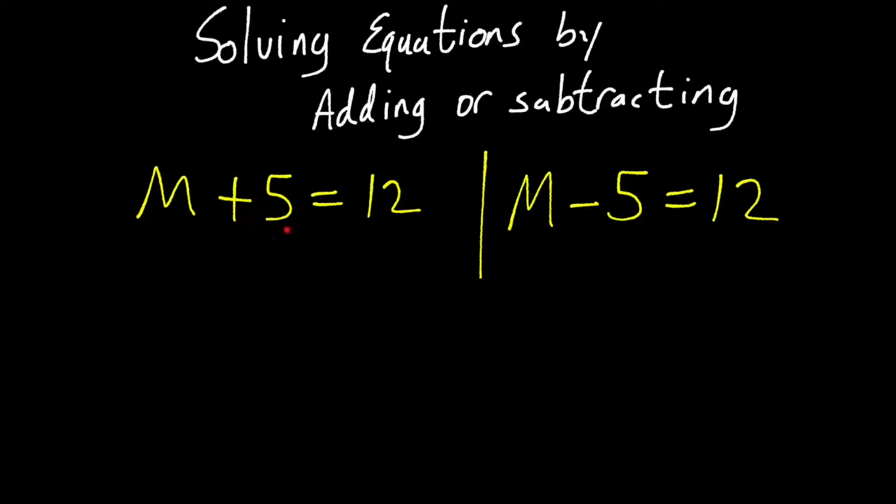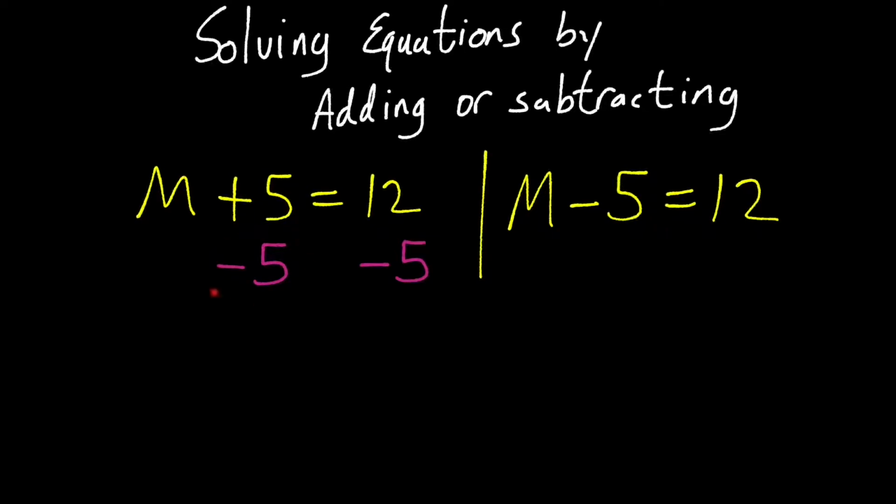If we are adding 5 to it, the way to get it by itself is to do the inverse of addition. The inverse of addition means we want the opposite, so the opposite of addition is subtraction. So I am going to subtract 5 from both sides of the equation. This is very important. Whatever we do to one side, we have to do to the other. Otherwise, our equation becomes unbalanced, and it's not going to make any sense.